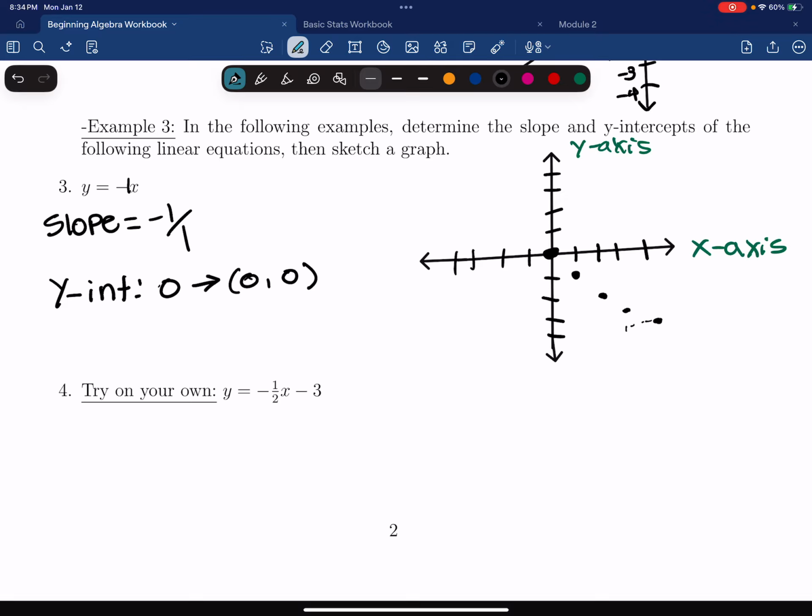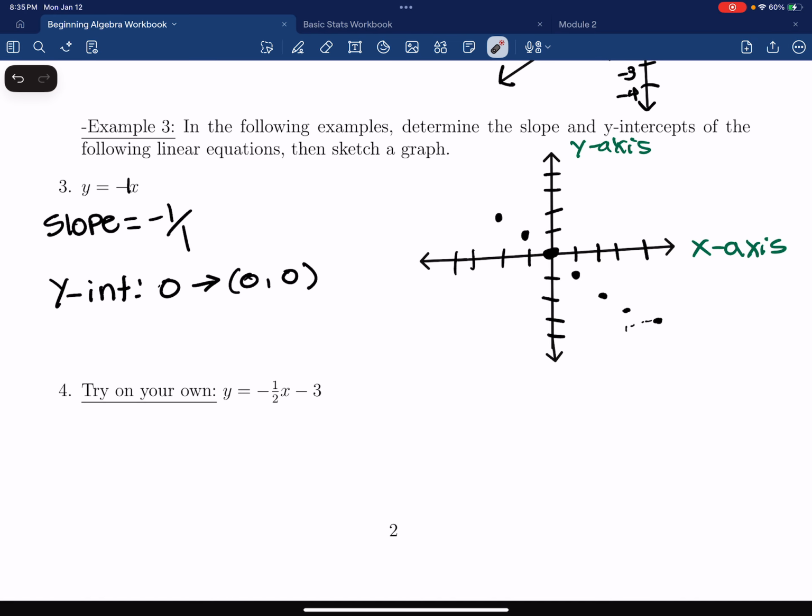And now let's go the other direction. We're going to go up by 1, left by 1. Up by 1, left by 1. Now, if you're wondering why we go down and then to the right, that is because when you go down, you're going in the negative direction, and when you go right, you're going in the positive x direction. So a negative divided by a positive is a negative. And that's good.